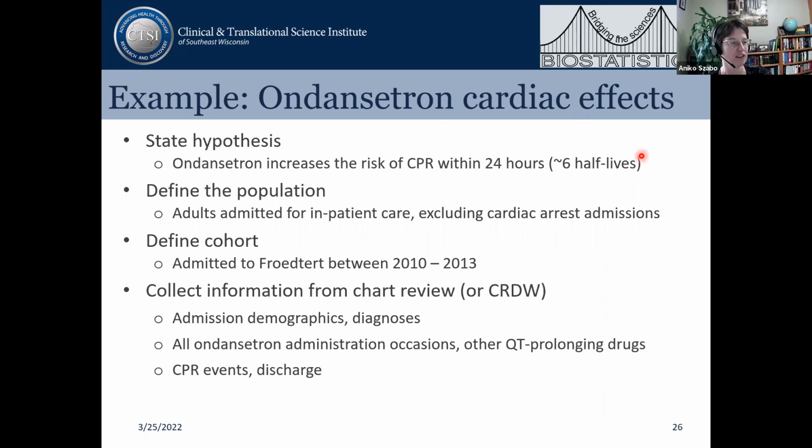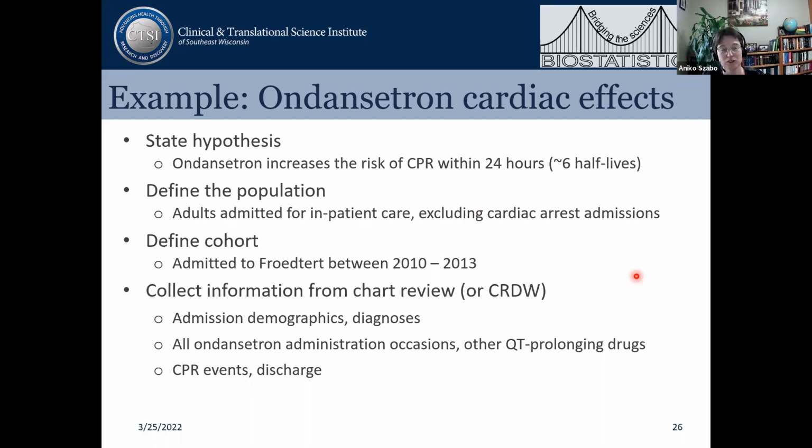The hypothesis she wanted to study is that ondansetron increases the risk of CPR within 24 hours of administration. The 24 hours is about 6 half-lives, so by that time the ondansetron should be gone. In the actual study we looked at multiple time intervals, but I'm simplifying here a bit. The population would be adults admitted for inpatient care. We excluded patients who were admitted in cardiac arrest, because it's probably not ondansetron that did that. The cohort is all these patients admitted to Freighter between 2010 and 2013. We did that study a while ago, so the data is kind of old.